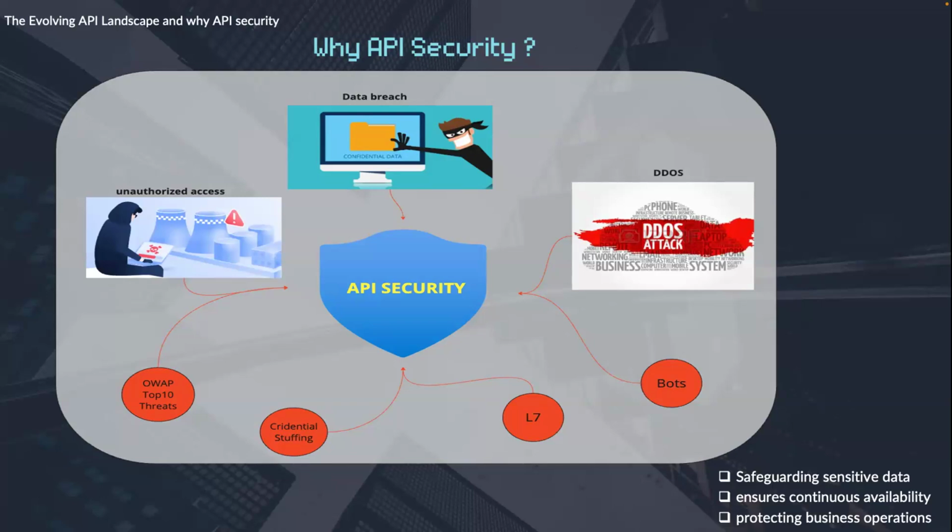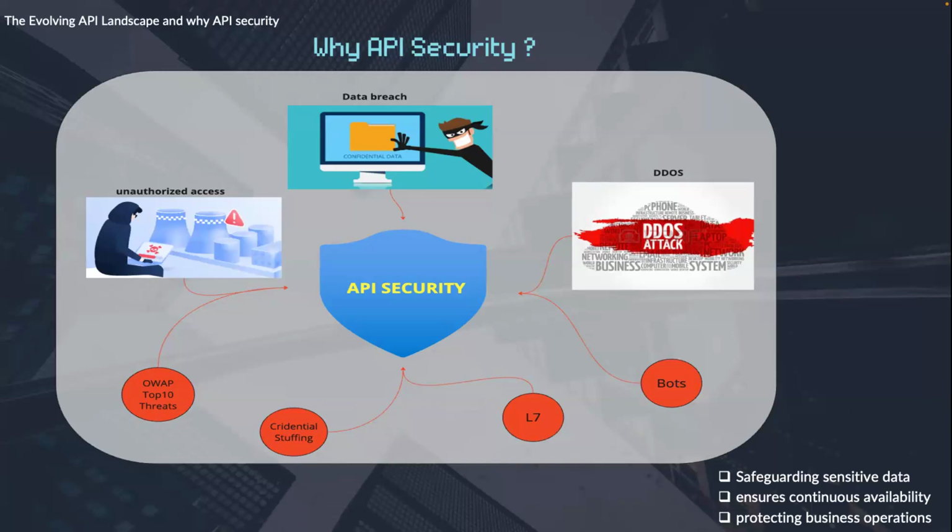And when that happens, there are also various consequences, like financial loss. Your users don't really trust the brand anymore. So that's why API security is a really big deal when it comes to small, medium or large enterprises.